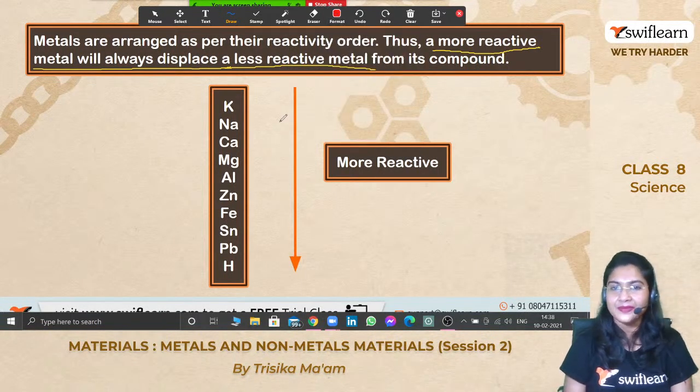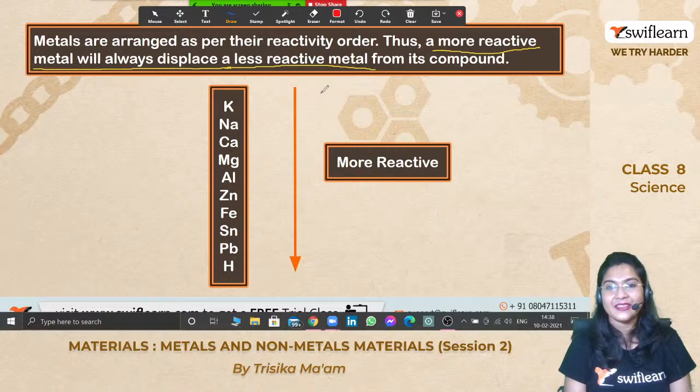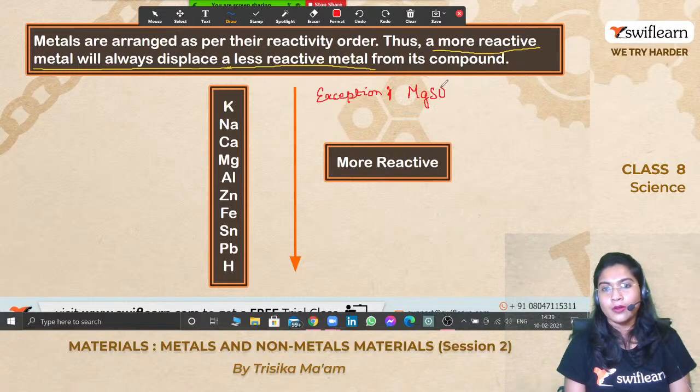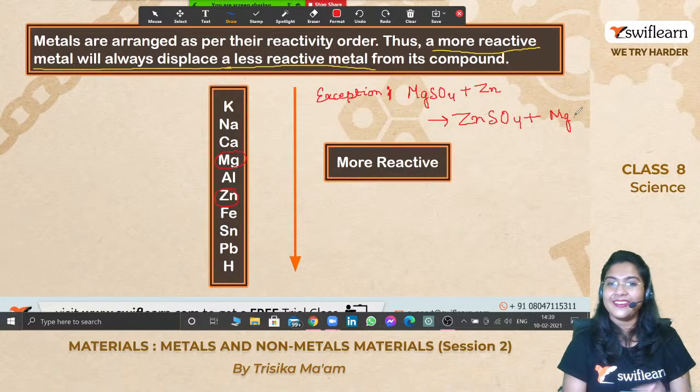Is that okay? Yes. Then also there is one exception. What is the exception? MgSO4 when it reacts with zinc, though magnesium is more reactive and zinc is less reactive, we already know this, that is why this is the exception. They form zinc sulfate and Mg remains alone. So the zinc over here displaces the magnesium and takes its compound. Up to this much clear, I guess?